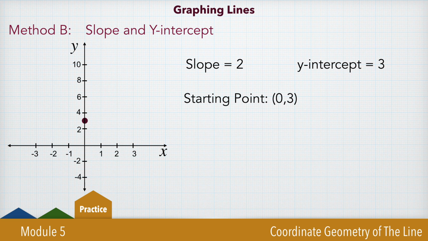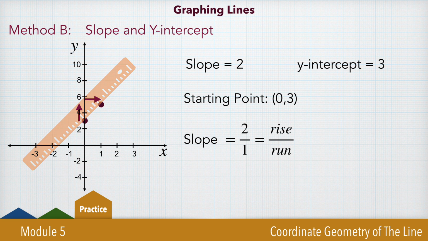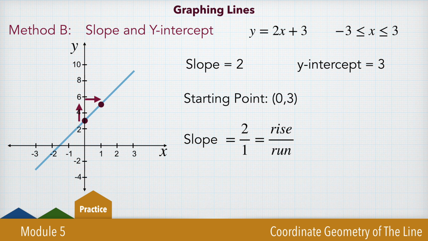The slope of the line is 2. In rational form, it is 2 over 1, which means there is a rise of 2 and a run of 1. From our point 0, 3, we rise 2 on the y-axis and run 1 along the x-axis. This brings us to the point 1, 5. We will place a ruler alongside the 2 points and draw a line joining the points. As the required domain is minus 3 to 3, we will extend the line past the points.